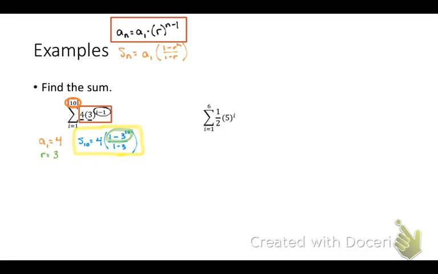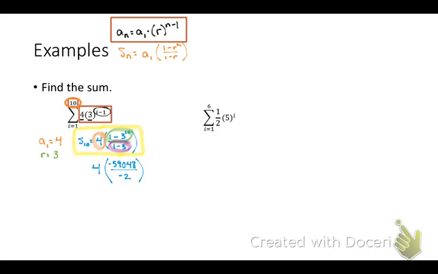Now, if you do 1 minus 3 to the 10th power, what you're going to end up with is negative 59,048. Then from there, what I would do is divide that number by negative 2. Again, I'm going to write everything out. What you get and what I get is going to be a little bit different. And then I would multiply everything by 4.